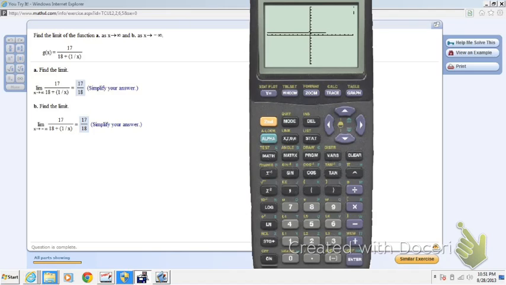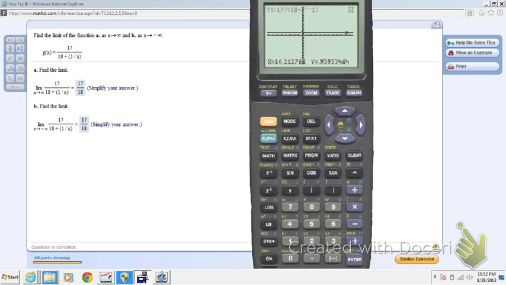And like I said, you could use that trace feature. Trace, head on out. As x is becoming larger and larger, what's happening to those y values? They look like they're capping off at like 0.938. 0.939. What you could do then is verify what's 17 over 18.